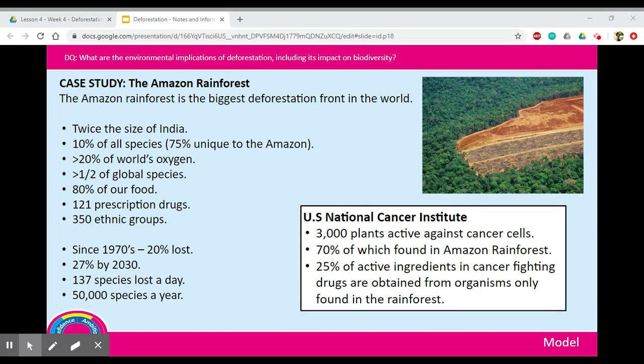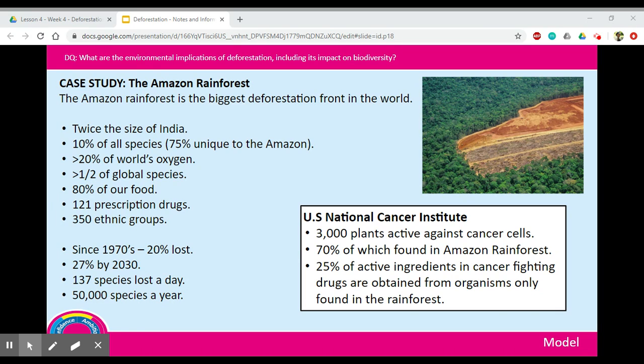The US National Cancer Institute particularly depends on the survival of the Amazon rainforest. At the minute, there are about 3,000 plants that have properties that fight against cancer cells. 70% of them are found in the Amazon rainforest.